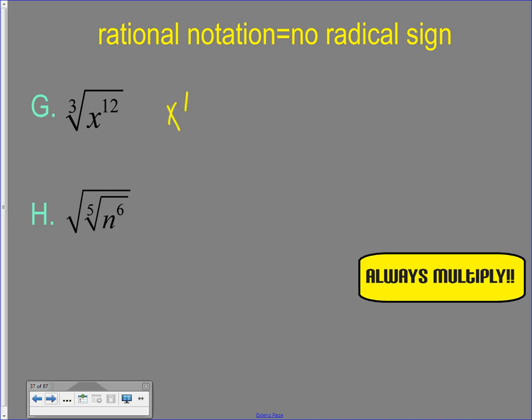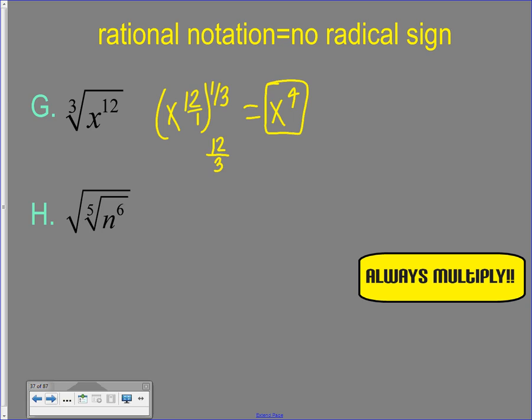Okay, I can write that as x to the 12th, and then the third root is the same thing as the 1/3 power. Okay, and then always multiply. So 12 times 1/3 is 4. So that simplifies to x to the 4th. Okay, if you can't remember, that's always 12 over 1 and then multiply straight across. So what I did there was really 12 over 3, which gave me the 4.